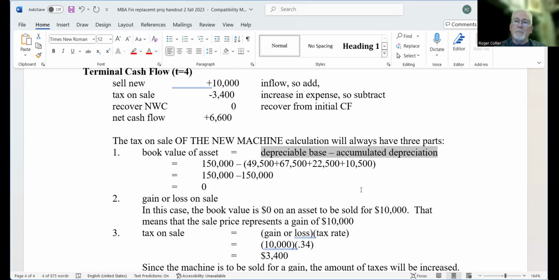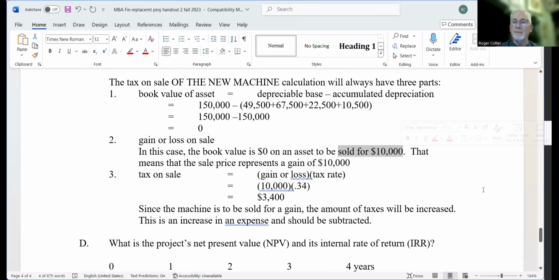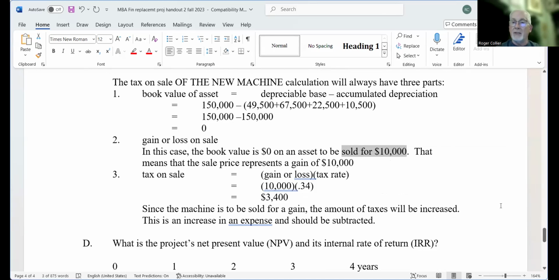Okay, so the book value is 0. But we expect to be able to sell it for 10,000. Hot dog, our books say it's worth nothing, but we can sell it for 10. Well, that's obviously a gain. The sell price is 10. The book value is 0. The selling price is greater than the book value. That's a gain, right? A gain of the entire 10,000.